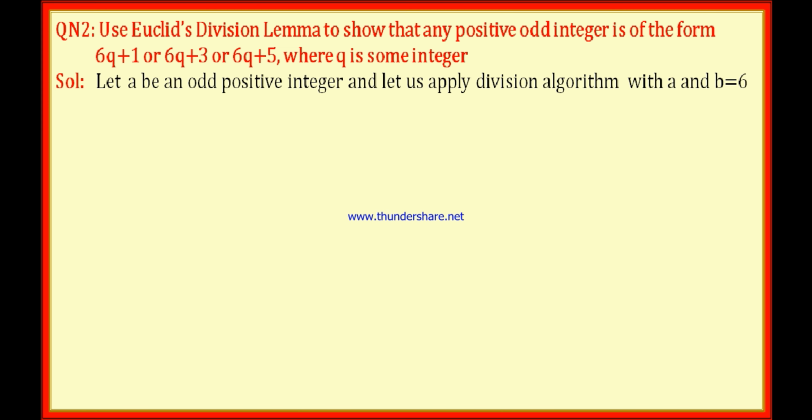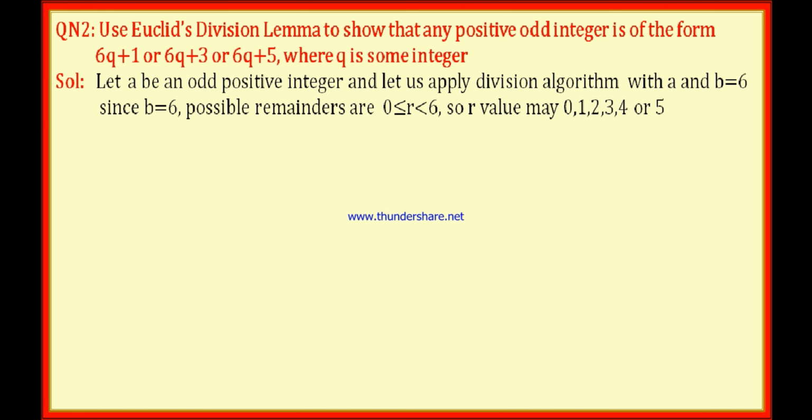a is equal to 6q plus 1, 6q plus 3, 6q plus 5. Therefore, in the place of b we have 6. You write the same, b is equal to 6. Since the divisor is 6, then what are the possible remainders? Remainder should be either 0 or less than 6. If we divide any number with 6, then you will get the remainder either 0 or 1, 2, 3, 4, 5.